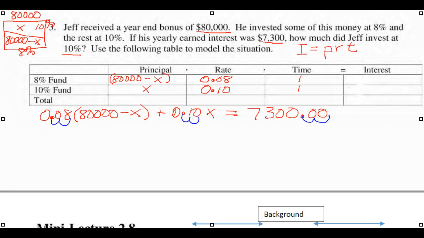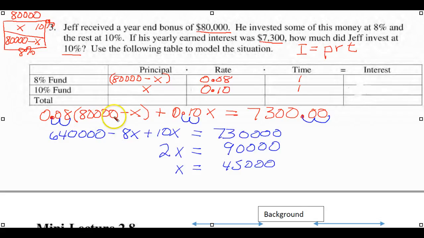So let's work that out. So 8 times this is 640,000 minus 8x plus 10x equals 730,000. I combine like terms, I get 2x. I subtract this from both sides, I get 90,000. I divide both sides by 2. I get x equals 45,000.